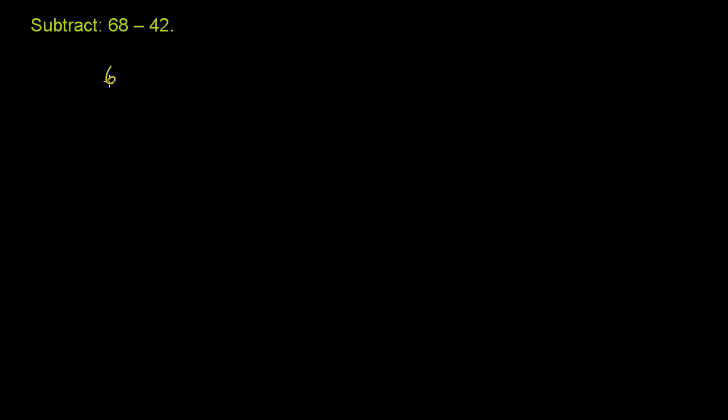is to write the number you're subtracting from on top, and write the number that you're subtracting from that number below that. So we're going to have 68 minus 42. Make sure you align it according to place. So the 2 is below the 8. They're both in the 1's place. And the 4 is below the 6. They're both in the 10's place. Later in this video, I'll hopefully make it clear why that's a good thing to do.